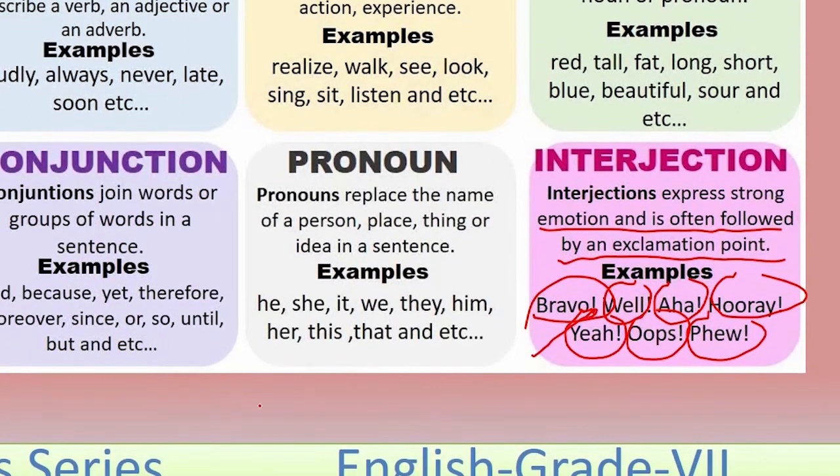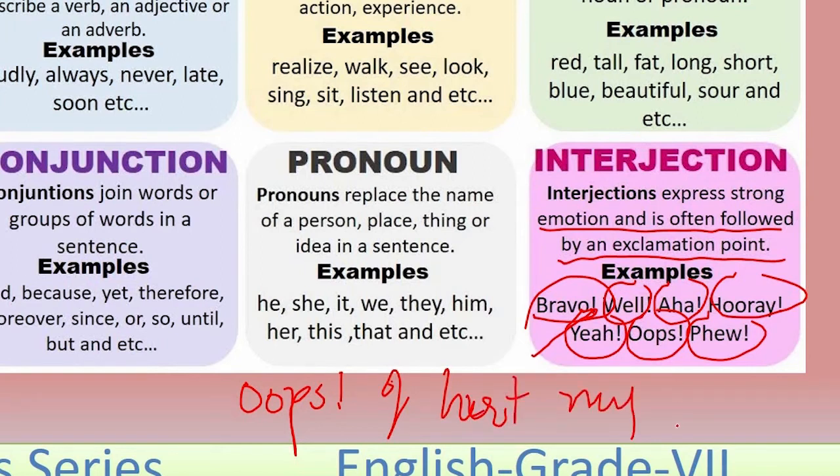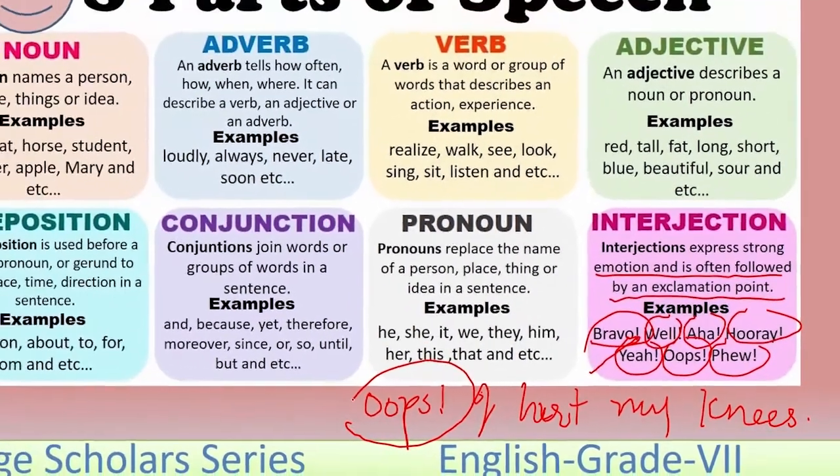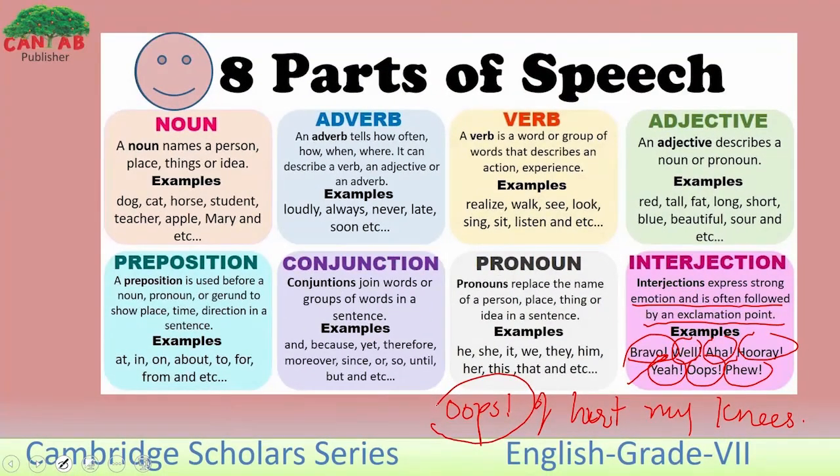Let me give you an example. Oops! I hurt my knees. Here, the person is feeling pain, and he is expressing his pain. So this is an emotion and we have added an exclamation mark too because this is a strong emotion. He's expressing his emotion, expressing his pain.